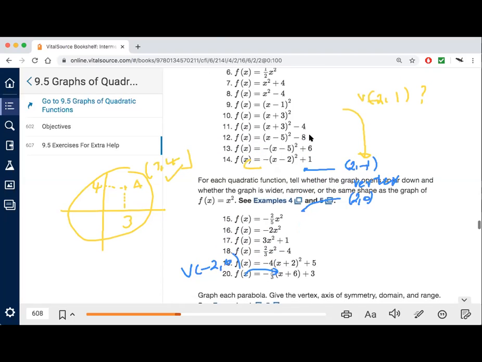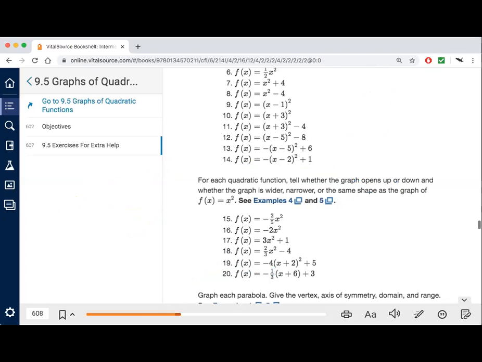For example, let's do this one. What is the vertex, for example, of any one of these equations here? Let me clear. That will be 5. Exactly, and -8. That's right. That's what the vertex is.